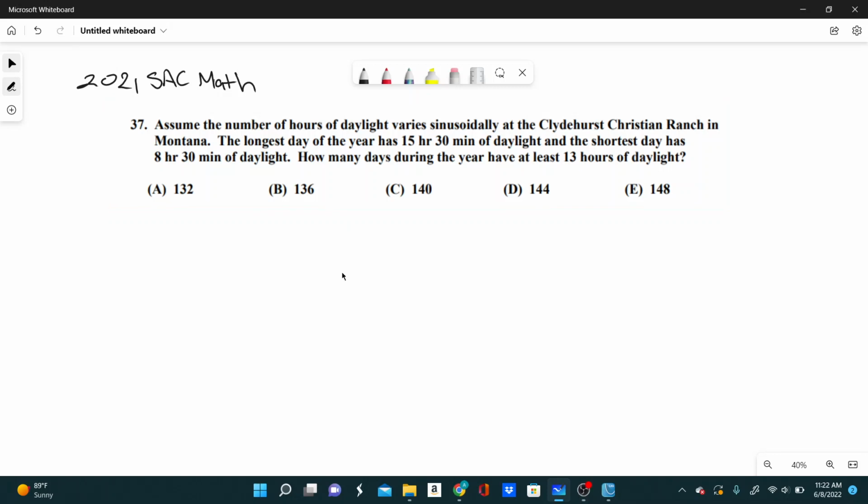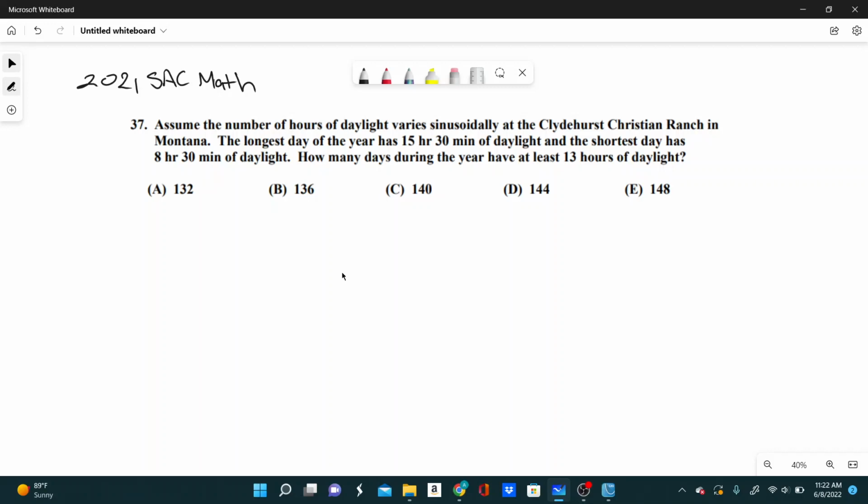Number 37. Assume the number of hours of daylight varies sinusoidally at the Clydehurst Christian Range in Montana. The longest day of the year has 15 hours and 30 minutes of daylight, and the shortest day has 8 hours 30 minutes of daylight. How many days during the year have at least 13 hours of daylight?